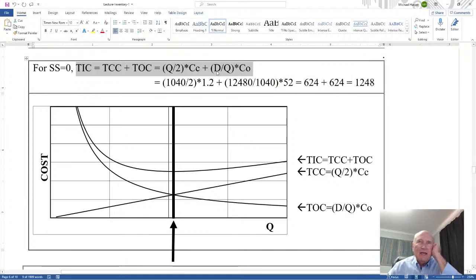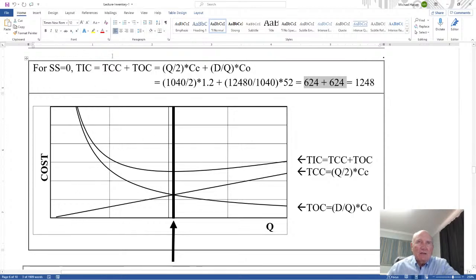Okay? And so what I'm doing here is saying, okay, then Q over 2 is 1040 over 2, because 1040 is my EOQ. C sub C is 1.2. D over Q, and notice this is per year. There's my EOQ times 52, which is my ordering cost. When I do the arithmetic, notice I have 624 and 624. Here's why.